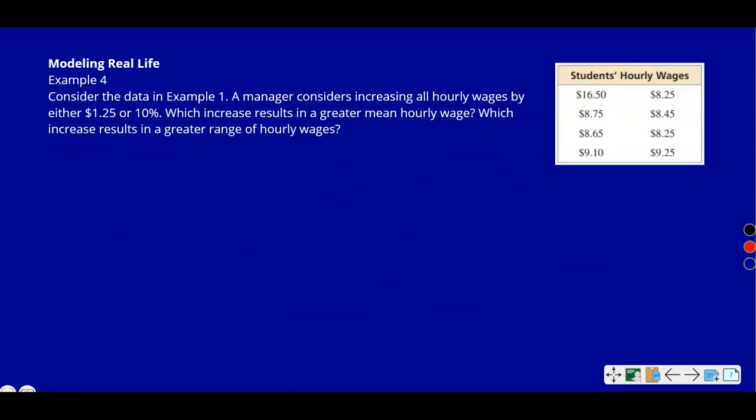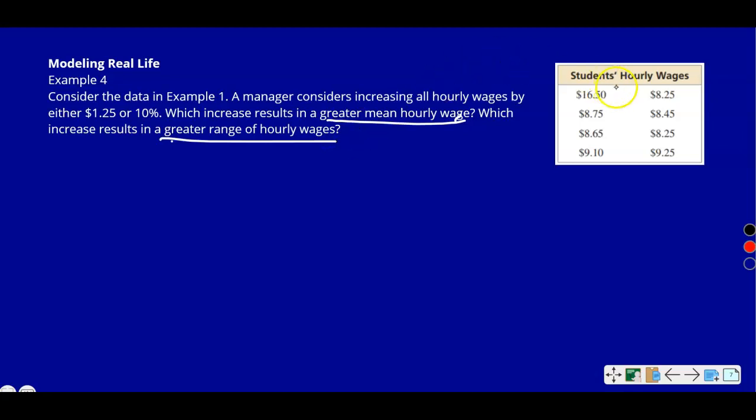Example 4, modeling real life. All right, so it says consider the data in example 1. A manager considers increasing all hourly wages by either $1.25 or 10%. Which increase results in a greater mean hourly wage, and which increase results in a greater range of hourly wages?